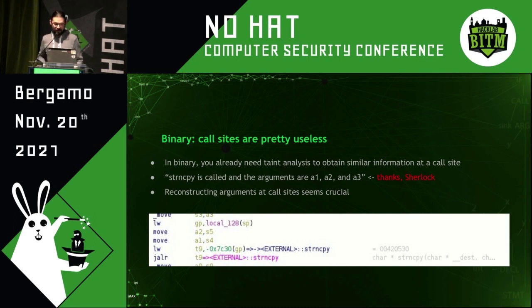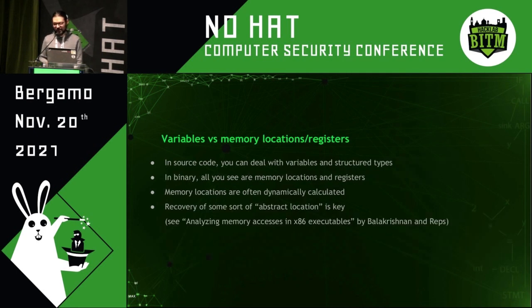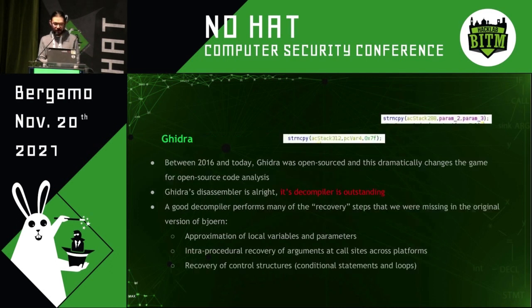All right. For binary, you have a call site and you see, okay, something's being called, and then it tells you the arguments are A1, A2, and A3, and you're like, okay, thanks, Sherlock. This is not very useful for us, is it? So reconstructing these arguments is crucial. Another problem is that you don't really have variables anymore. Variables are actually the programmer telling you what he's doing with that memory location. That's not the case in binary. All you have is memory locations and registers. And so a huge part of what you need to do is recover these high-level variables. There's a good paper about that where they call that abstract locations. I just put it here on the slides. You can check that out later if you like.